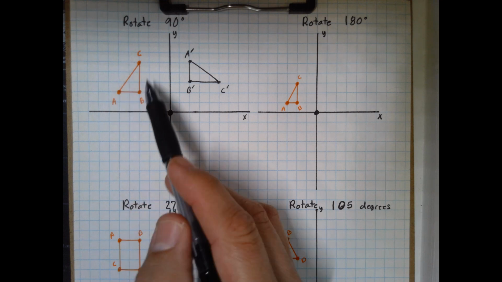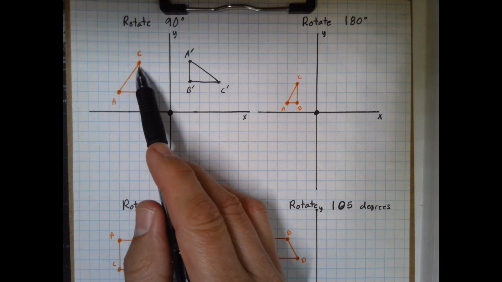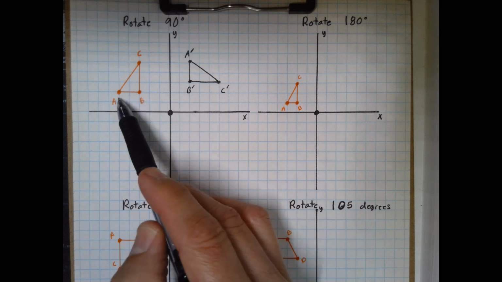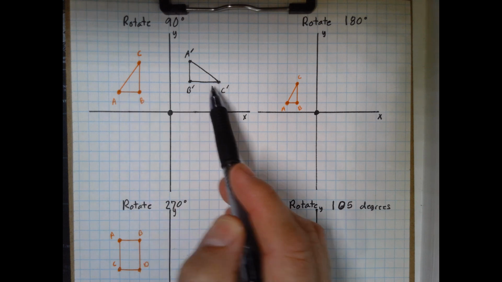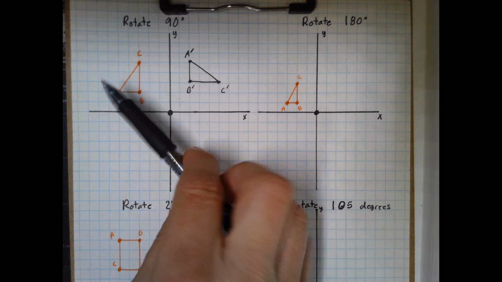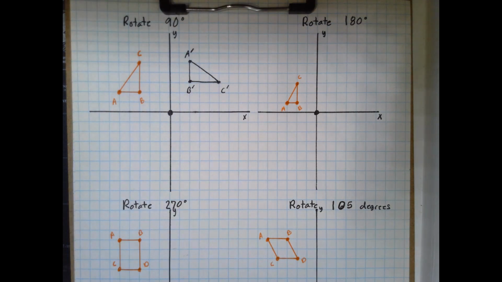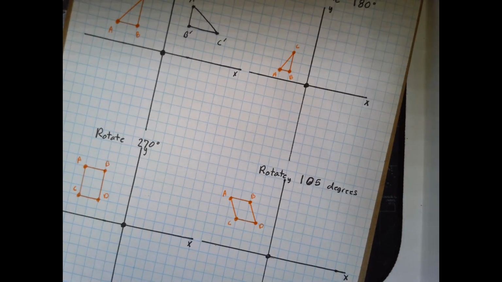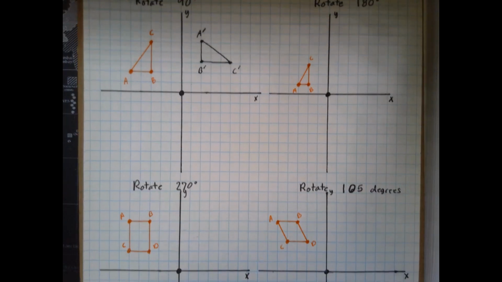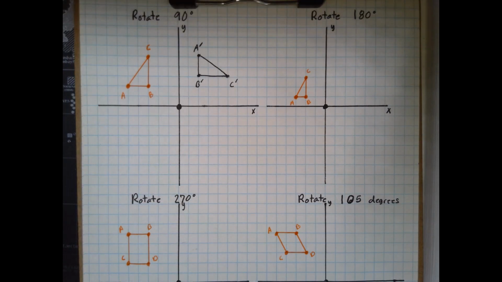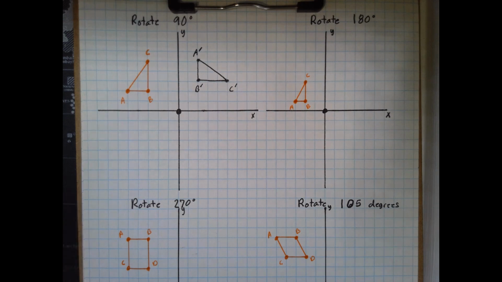This shape is the same shape. It's a triangle with 1, 2, 3 units on one side, 2 on the other side. This is still 1, 2, 3, 1, 2. But when it rotated, it moved around, and so it looks a little bit different. Now, we could have done this with an algebraic rule. I do want to show you what the algebraic rule looks like real quick before going any further, just so you can get an idea of how we would have done this with a rule.